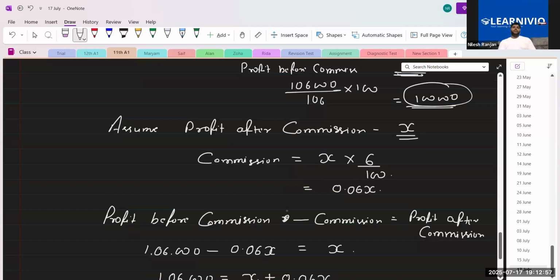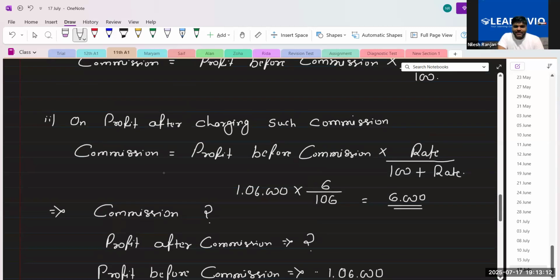So which one do you think is better? The 100 one or the X one? The second one is right. Okay. And the third one is the better one, when you remember the formula: profit before commission into rate by 100 plus rate, 1,06,000 into 6 divided by 106, 6,000. It is more simple. Yes.